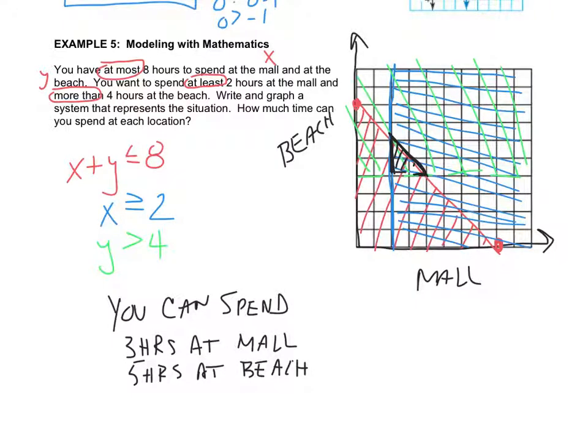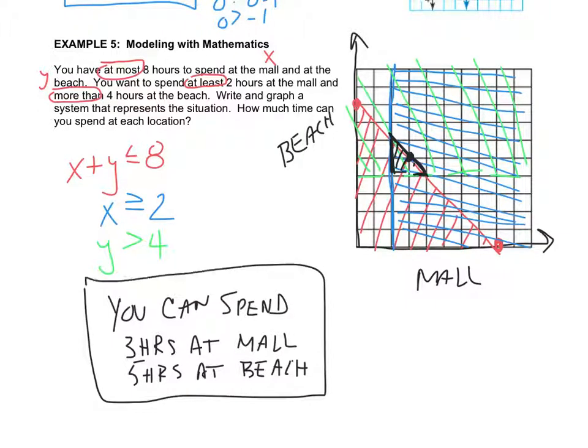And obviously that's not one of the only answers. If I pick that point, it's sitting right there. That one is satisfying all three. So 3 plus 5 is less than or equal to 8. X has to be more than 2. So my time at the mall has to be more than 2. 3 is more than 2. The Y has to be greater than 4. My beach time is 5, which is greater than 4. So this would be a combination that would work. It's not the only combination. You could definitely still do 3 hours at the mall and 4.5 hours at the beach, and you would fall more inside that space as well.